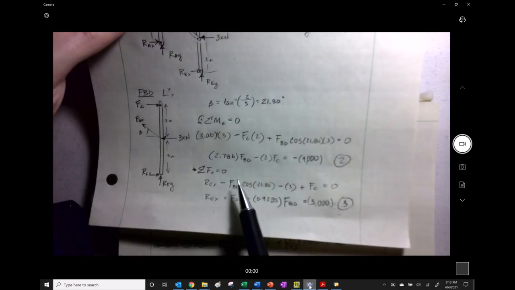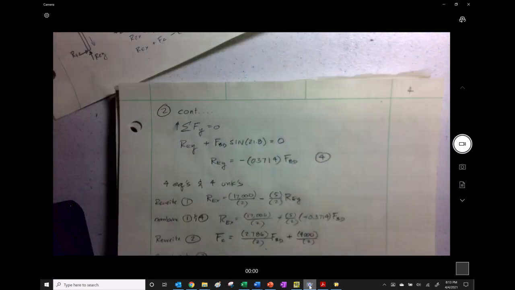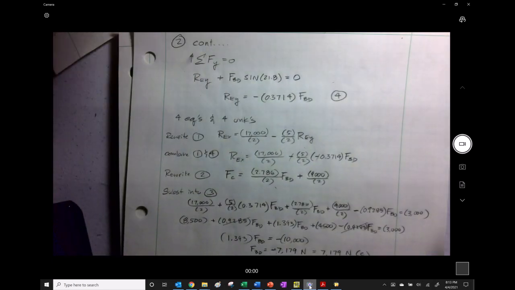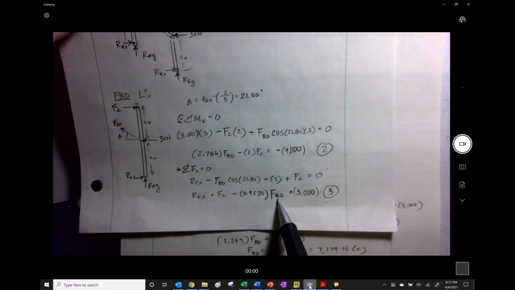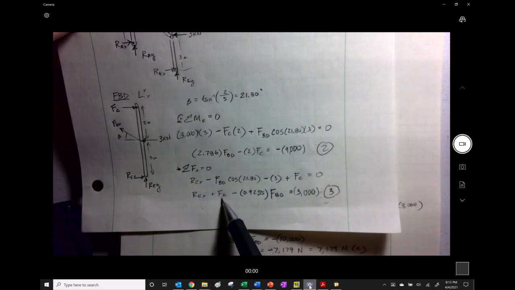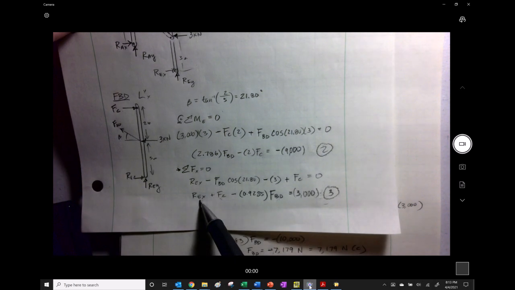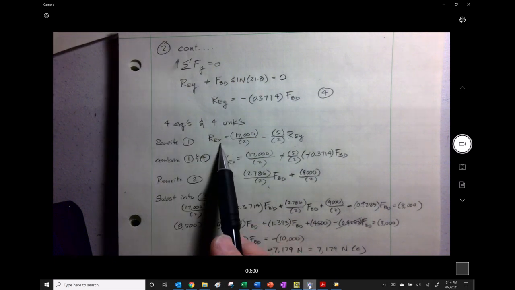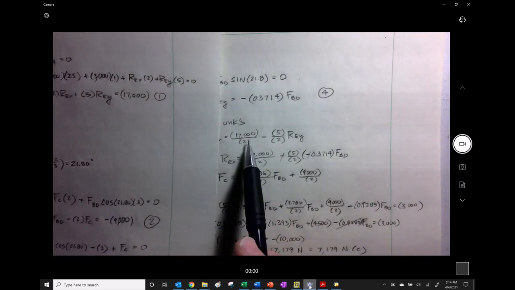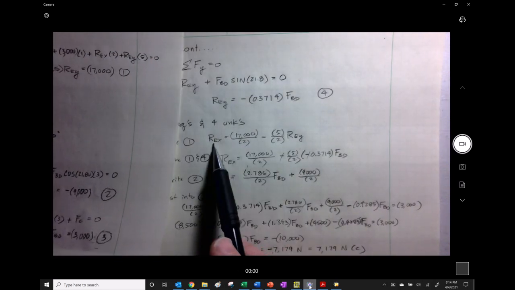and 4 unknowns. And so my strategy to solve this is to go after FBD right here, right? So I already have FBD, so I want to replace this with something in terms of FBD and replace that with something in terms of FBD. And I can do that if I rewrite the equation 1, this one, in terms of REY.